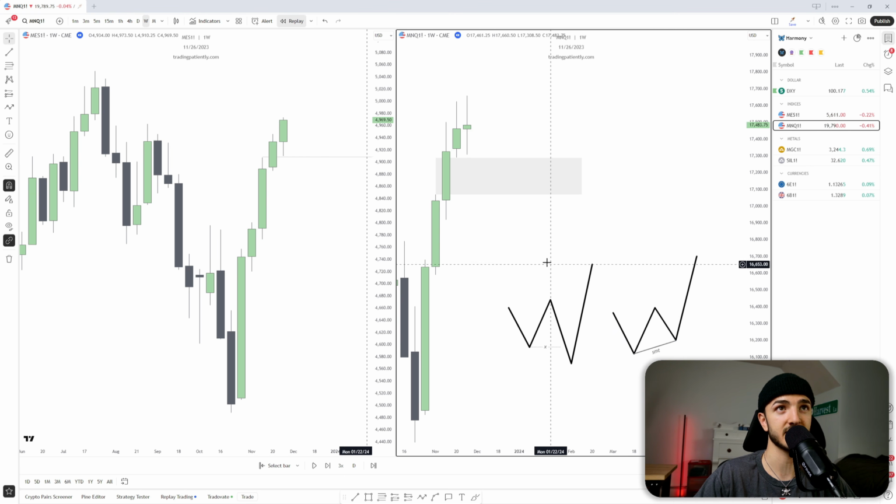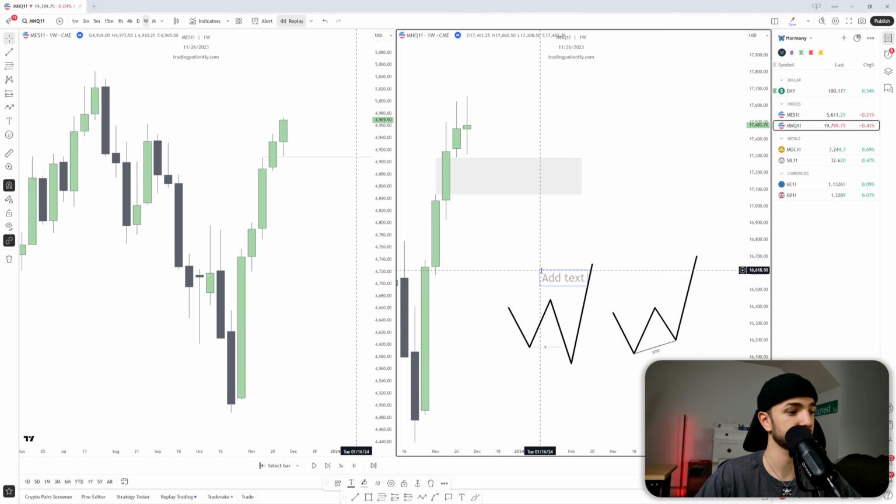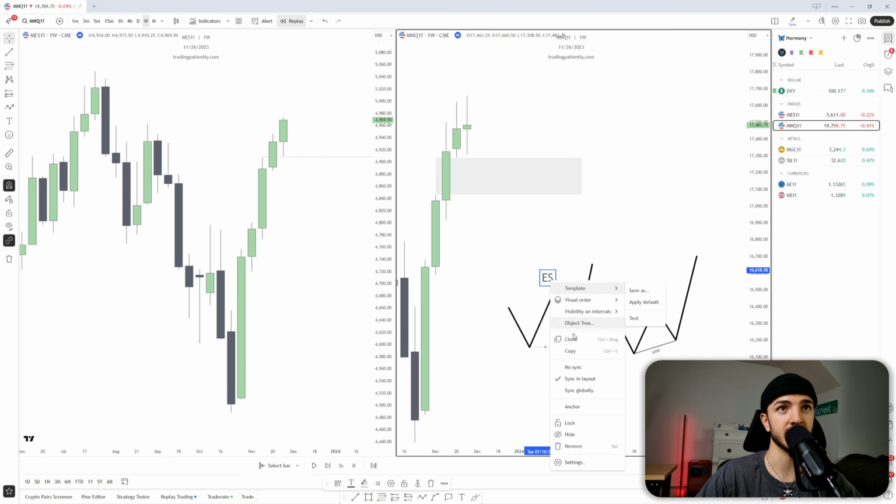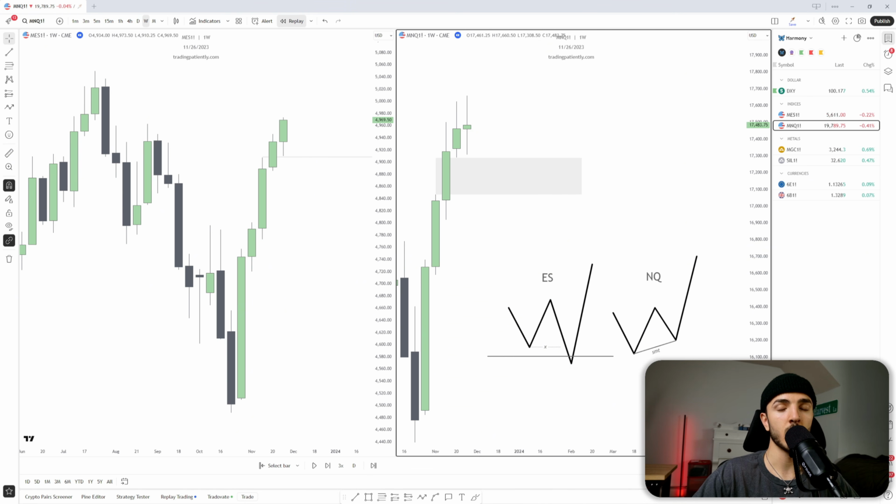So let's say that this is the S&P 500, right? This is ES right here. And then this is NASDAQ over here. We're going to assume that price trades into a key level right here, right? So a bullish fair value gap or a swing low.